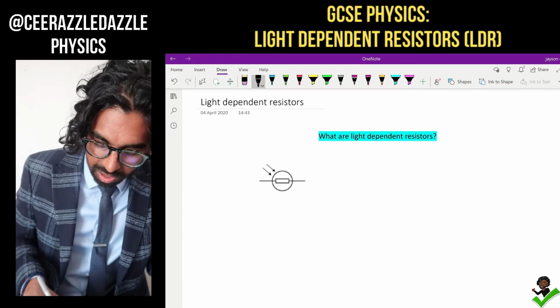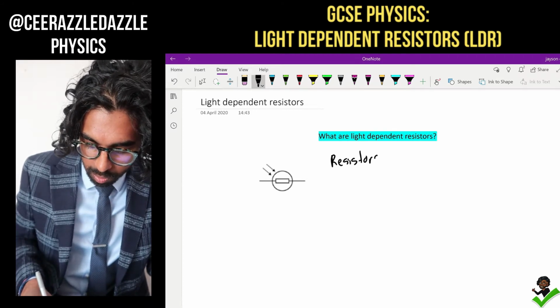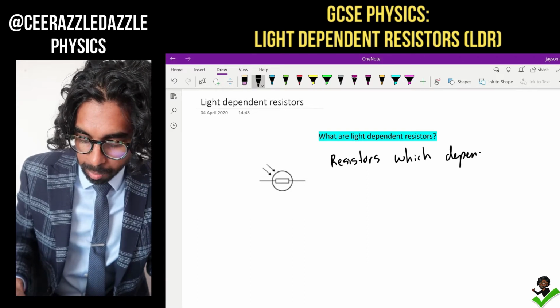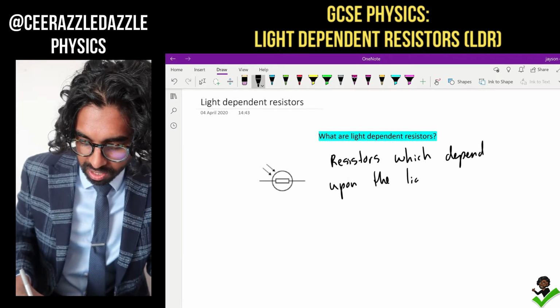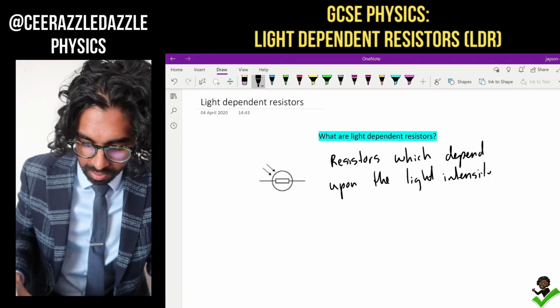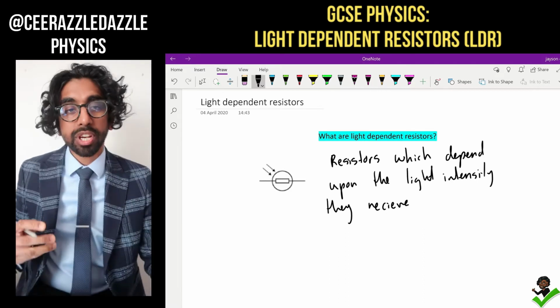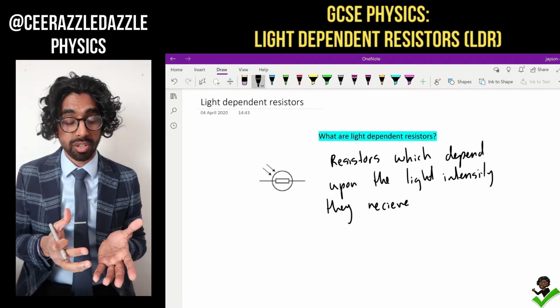So light dependent resistors are resistors which depend upon the light intensity they receive. So if I change the amount of light in the room, the resistance of that device will change.